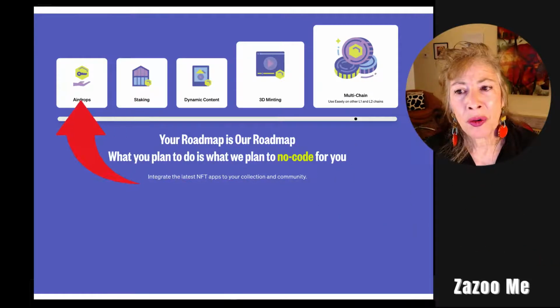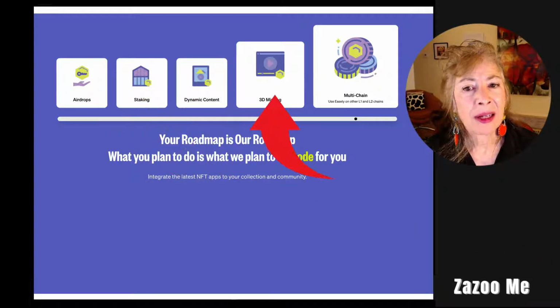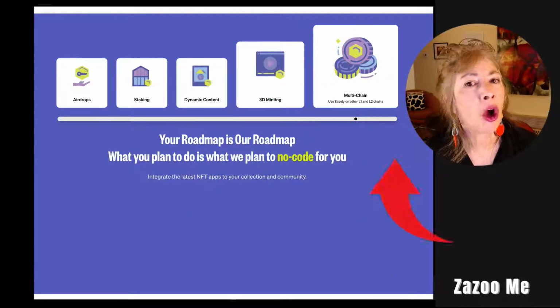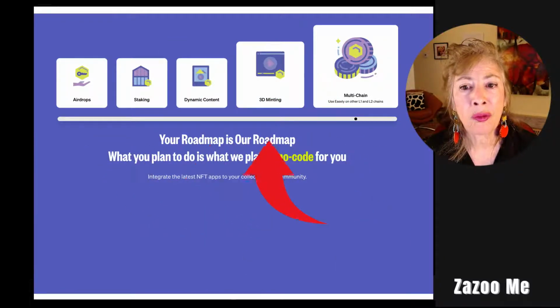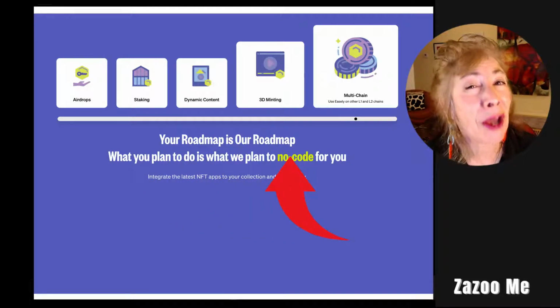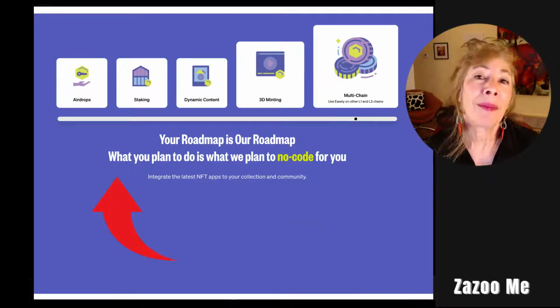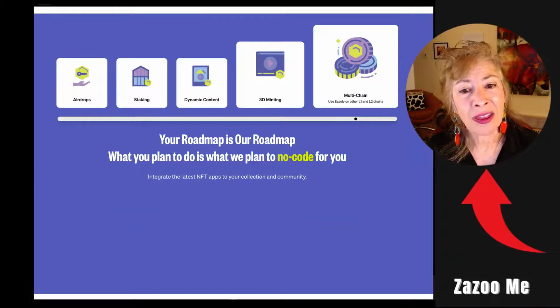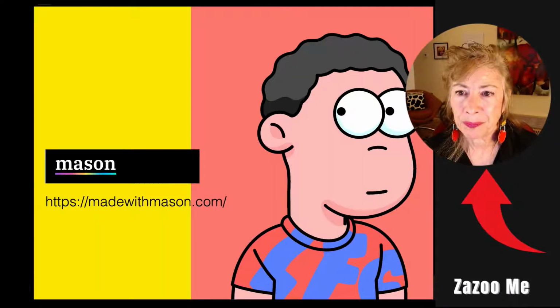They show you airdrop, staking, dynamic content, 3D minting, multi-chain, so many things that they can do for you. Your roadmap is our roadmap. What you plan to do is what we plan to no code for you. So what they're telling you is, if you've got the money, we will do everything for you.